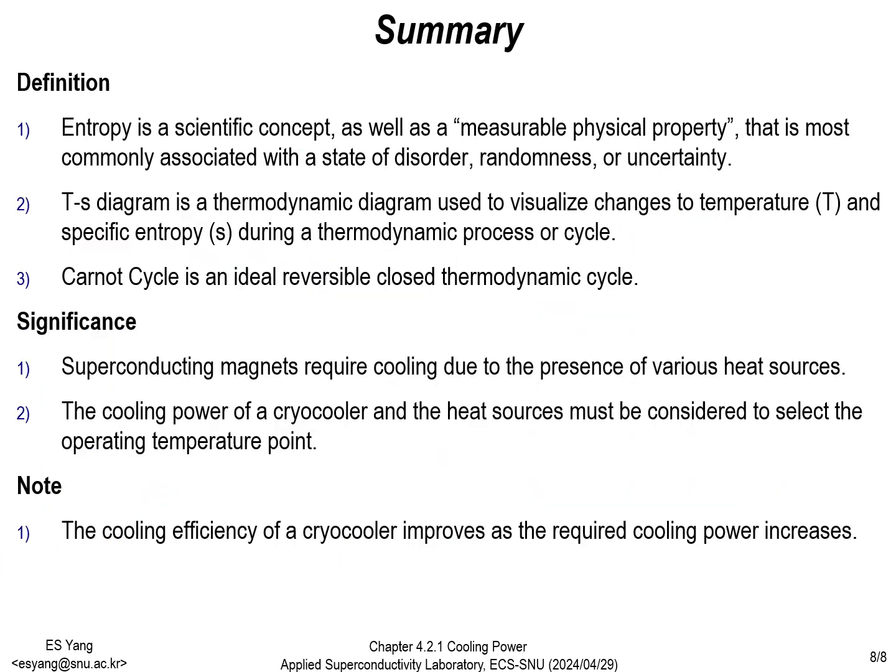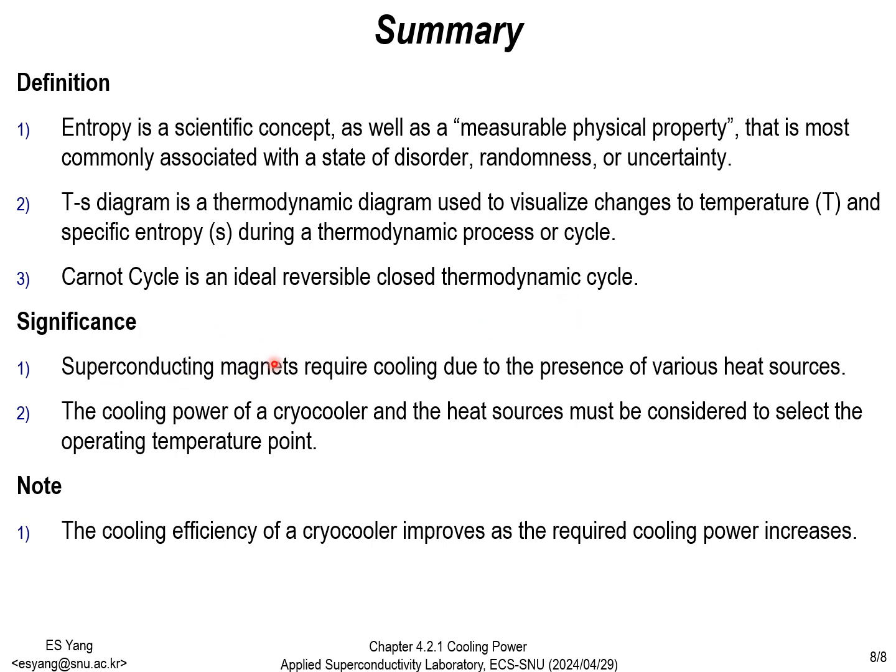In summary, entropy is a scientific concept and a measurable physical property that's often linked with disorder, randomness, or uncertainty. The TS diagram is a thermodynamic chart that shows how temperature, T, and specific entropy, S, change during a thermodynamic process or cycle. The Carnot cycle is an ideal, reversible, closed thermodynamic cycle.